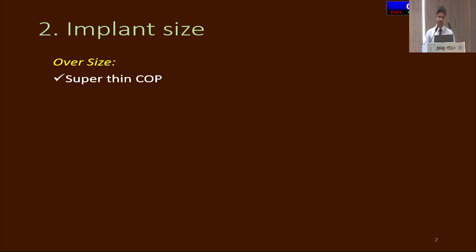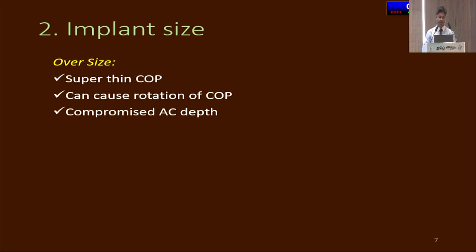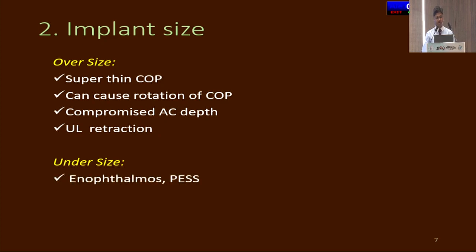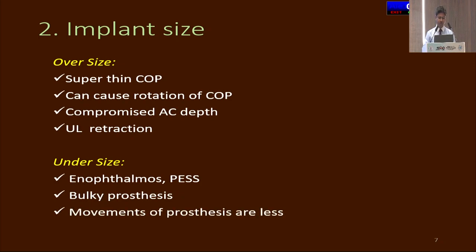Implant size is very important. If it is oversized, then we have to create a very thin prosthesis, which can cause rotation in the prosthesis. It can rotate clockwise or anti-clockwise, which is a problem. Then we have to compromise with anterior chamber depth in the prosthesis. Sometimes there is an upper lid retraction because of the oversize of implant. If the implant is undersized, then it can cause enophthalmos or post-enucleation socket syndrome. The prosthesis will be thick and bulky, and movement of prosthesis will be restricted.